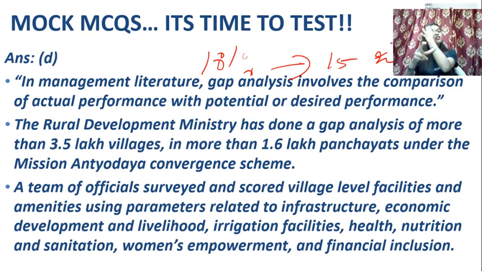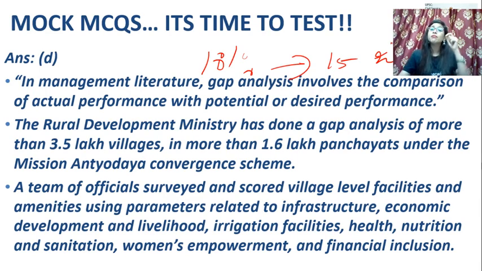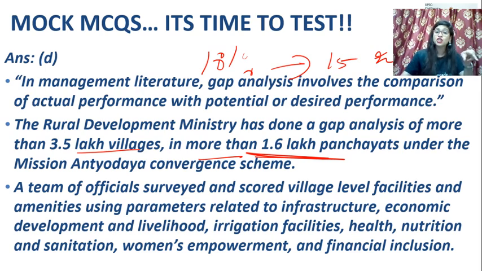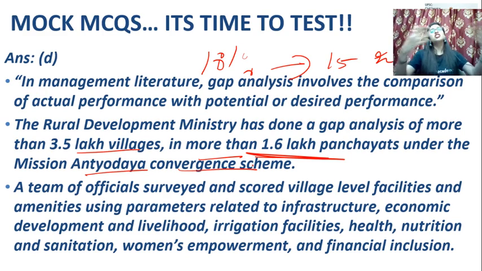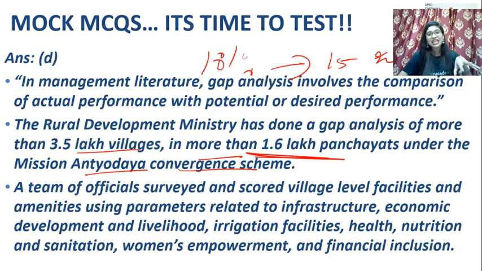Now, if you see the Rural Development Ministry, they did an analysis called gap analysis of literally more than 3.5 lakh villages, guys. And not only that, in more than 1.6 lakh panchayats also, under one particular scheme. What is the scheme? Under a scheme called Mission Antyodaya Convergence Scheme. They cannot just do it like that, right? They have to put up a scheme for that. So for that, they have taken a scheme called Mission Antyodaya Convergence Scheme.